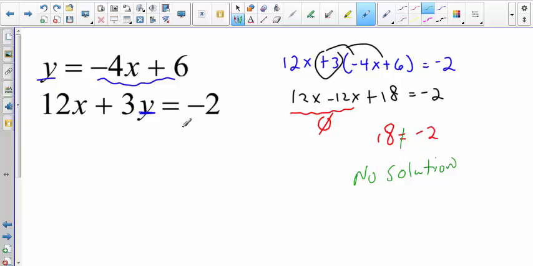So for this particular system of equations, once we substituted the value of y into the other one, we came up with a situation where our variables dropped and left us with just numbers. And these numbers did not equal each other. The left side does not equal the right side, so therefore it is no solution. Now let's look at another one.